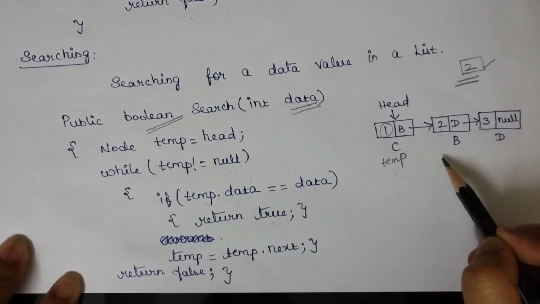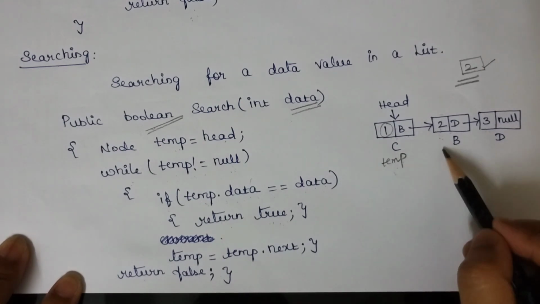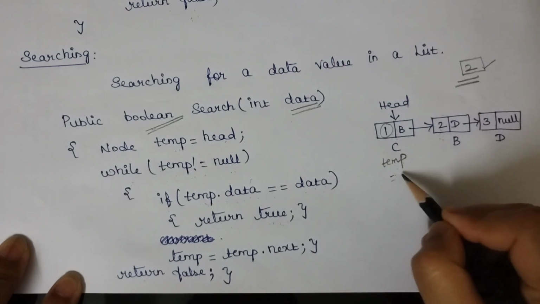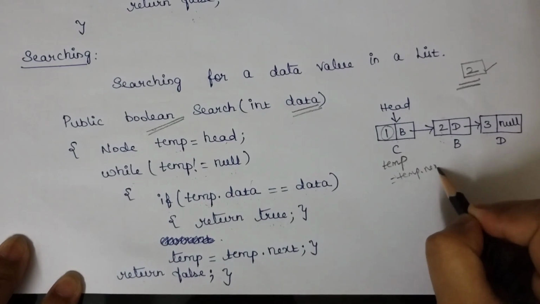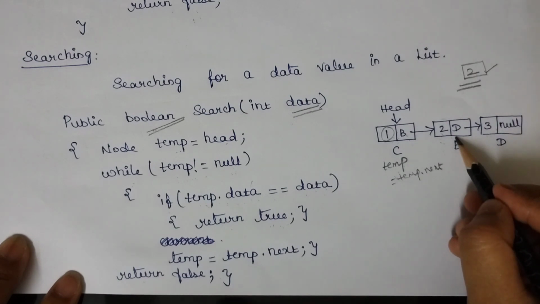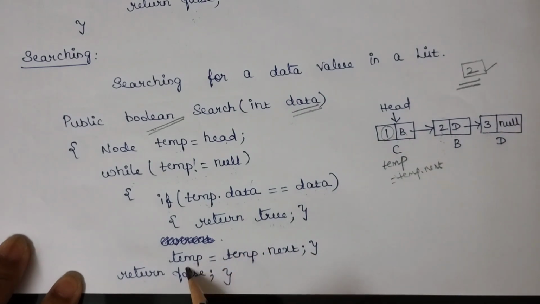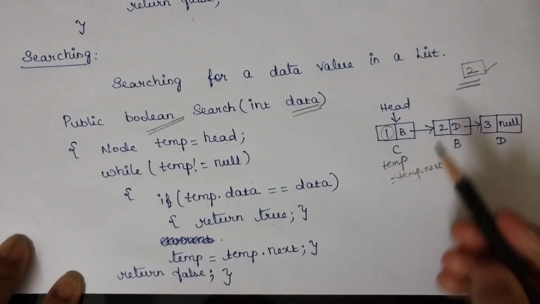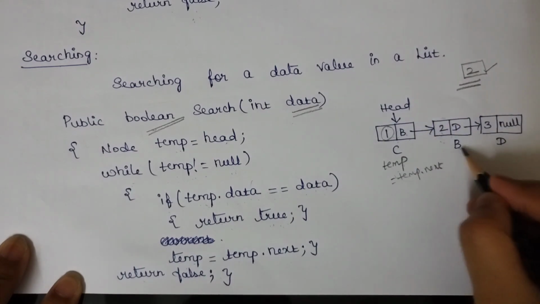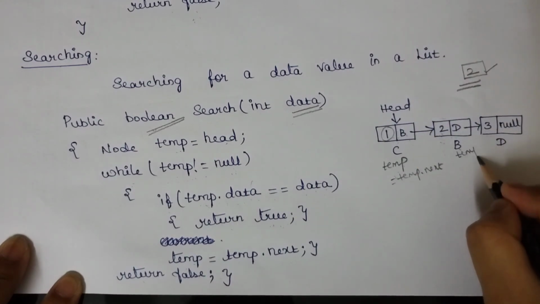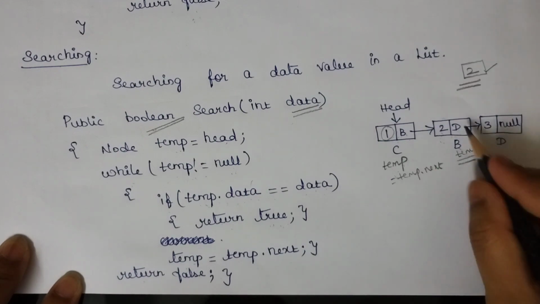You will again traverse to the next node. How do you traverse to the next node? By assigning temp is equal to temp.next, by referring to the next of your temp. That is what is happening here. Temp is equal to temp.next. So you are referring to this temp.next and assigning it as temp. Now this is my temp. This node becomes my temp.